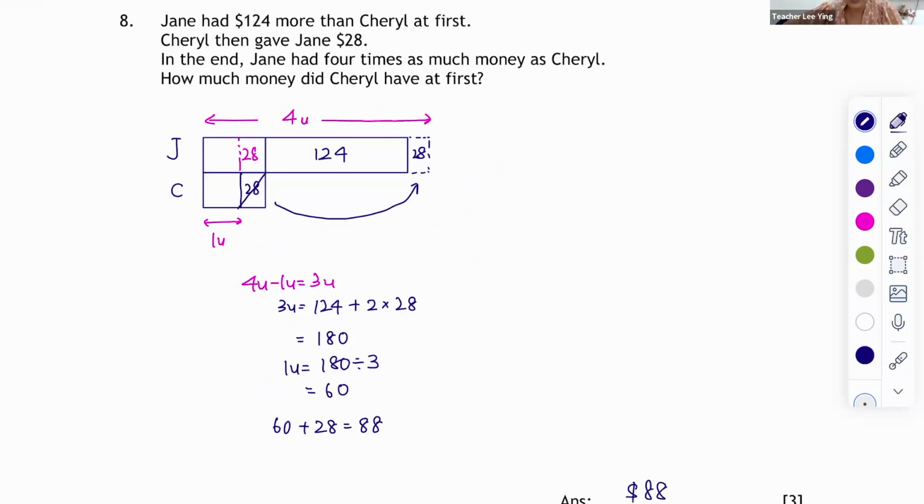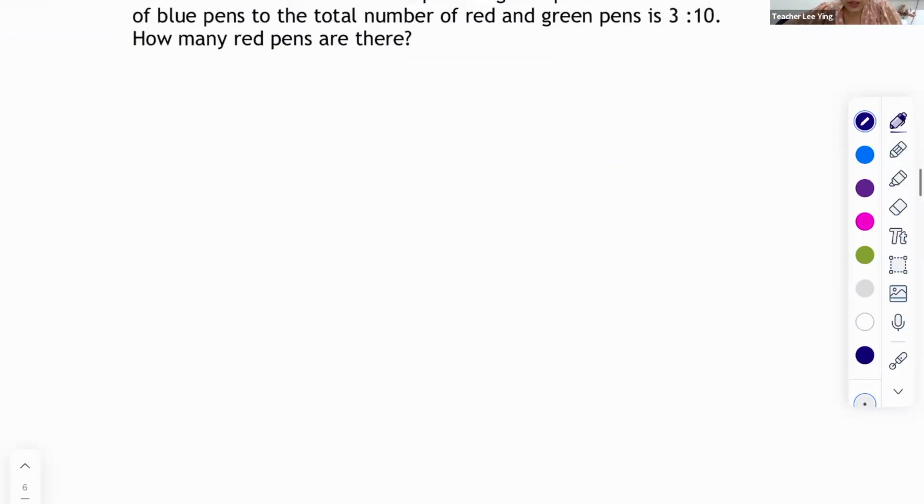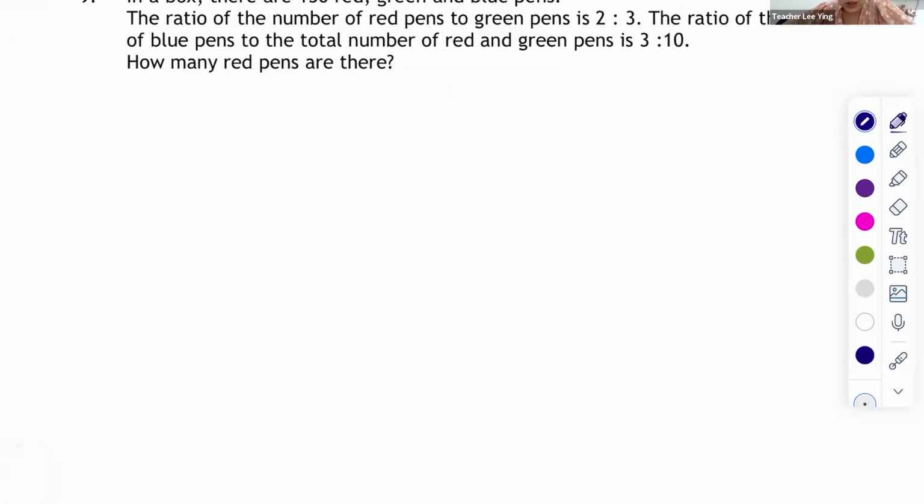All right. Moving on, question number 9 and 10. In question number 9, we are given that there are 130 red, green, and blue pens. So there are 3 types of items. Red to green is 2:3. Blue to red and green is 3:10. So notice how there is a repeated identity of red and green.